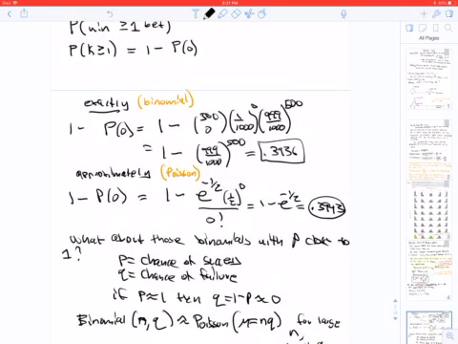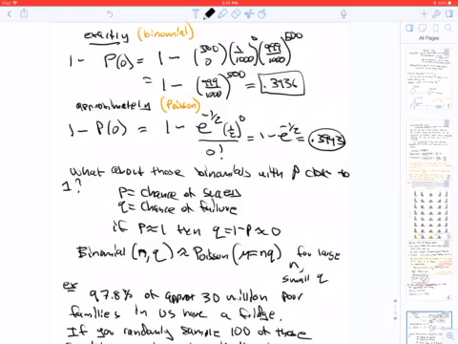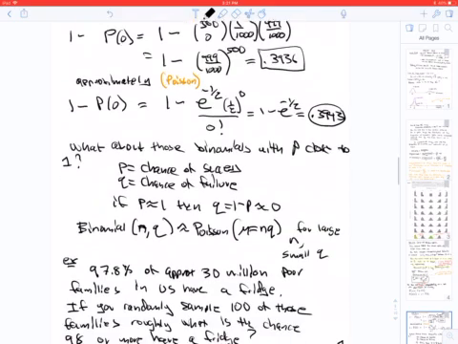We can do it exactly using the binomial. So the binomial is 1 minus p of 0, where p of 0, apply the binomial formula, and we get 0.3936. Or we can apply the Poisson here with mu is np. So mu is 1/2, and we get 0.3943, so quite close.